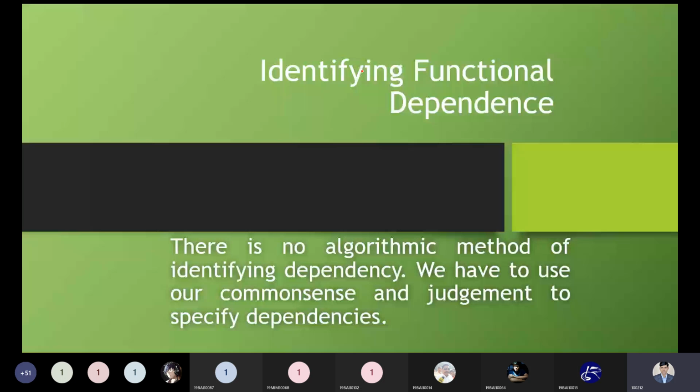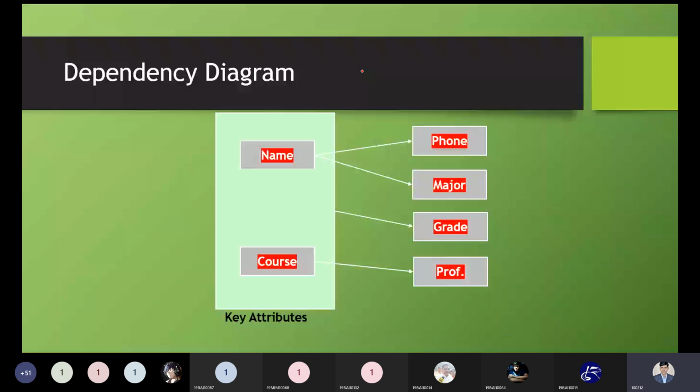Now see the next slide, the dependency diagram. We have name, phone, and major, and course is followed by professor. We have two key attributes in our relation, name and course. Can anyone elaborate on your idea after seeing this slide or diagram? What is the sense of this diagram? Yes, please tell me.